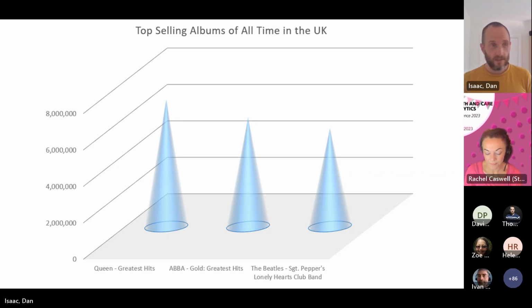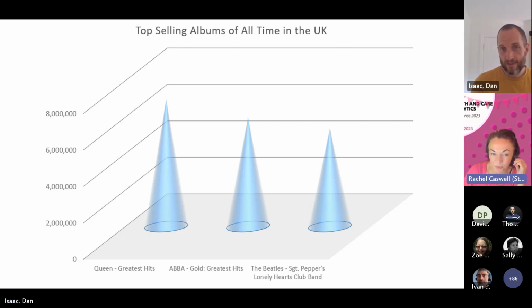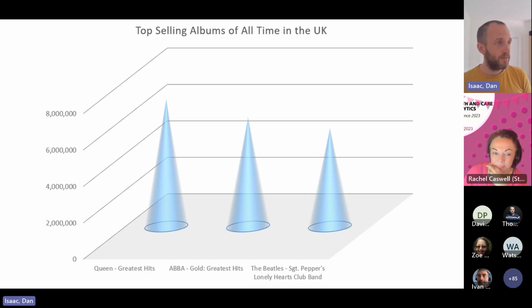Around 5.7 million. 5.7? Any other thoughts? 5.5, 5.2. 5.5, 5.2? 8 million. 8? Yeah. So we've got a pretty big range there already, from 5 million all the way up to 8 million.